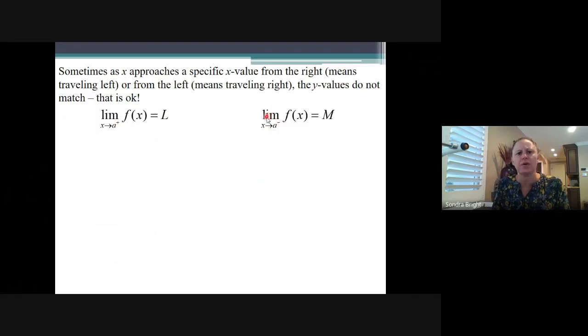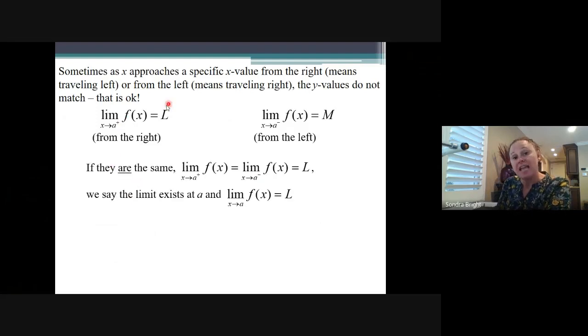Here's the notation for approaching from the left. It's as x approaches a, and this minus sign means from the left. It means as you're traveling towards the right, the limit of f of x is equal to M. So if this limit is L and this limit is M, and again, plus sign after the number is from the right, minus sign after the number is from the left, because it could be a -2 and then a minus here. It means it's approaching -2 from the left. We can have a -2 and then a plus sign, which means from the right.